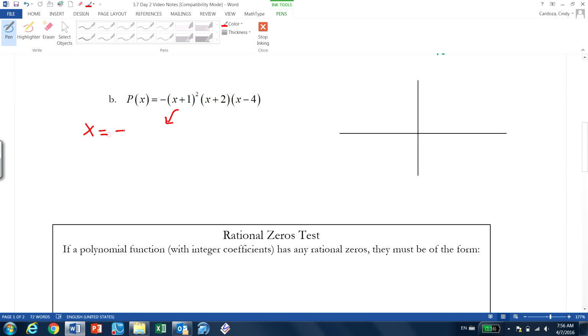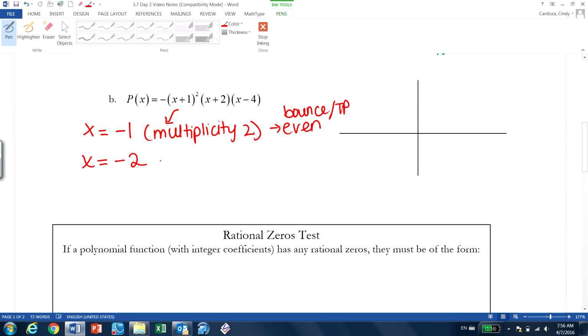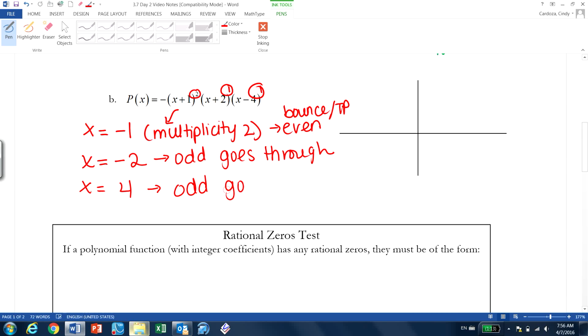So x equals -1 with a multiplicity of 2, which means this is even, and I'm going to bounce, turning point. X equals -2 is odd, which means this is going to go through the x-axis. These, remember, just have an exponent of 1. That's why this is odd. I'm looking at these exponents. X equals 4 is also odd because it goes through.